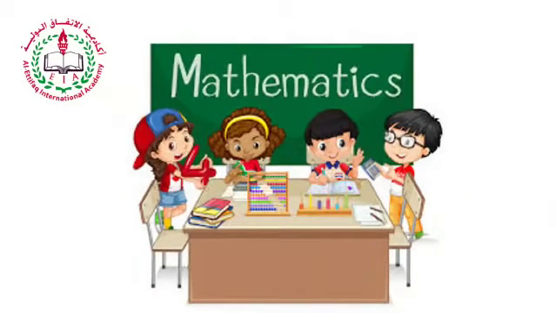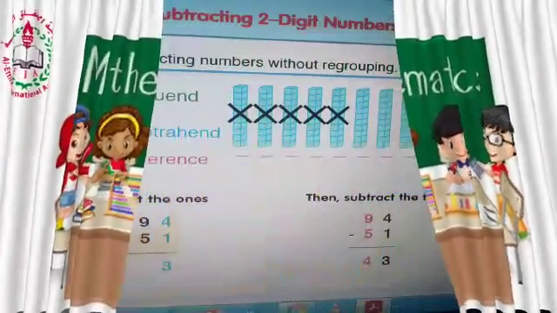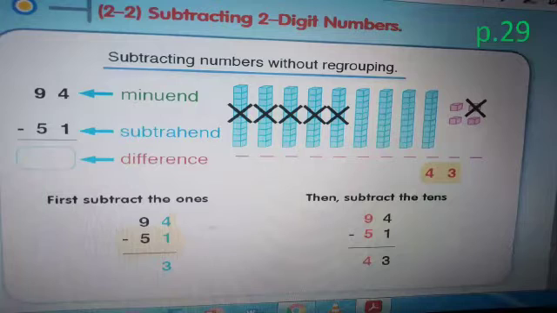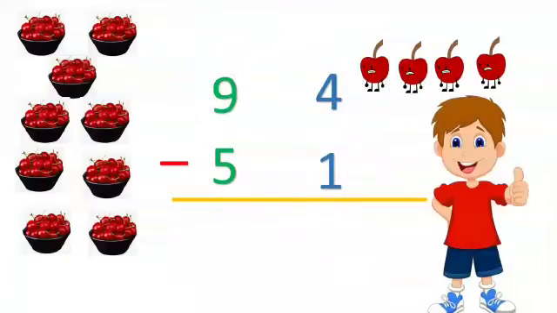Welcome to math class. Today we have lesson 2. We will learn about subtracting two-digit numbers. Let's have an example. We have this boy. His name is John. John has got 94 cherries. He eats 51 cherries. How many cherries are left with him? Let's find out how many cherries are left with John.